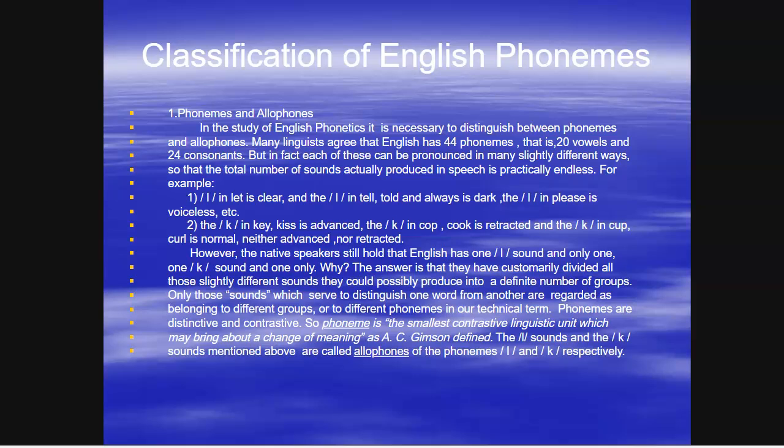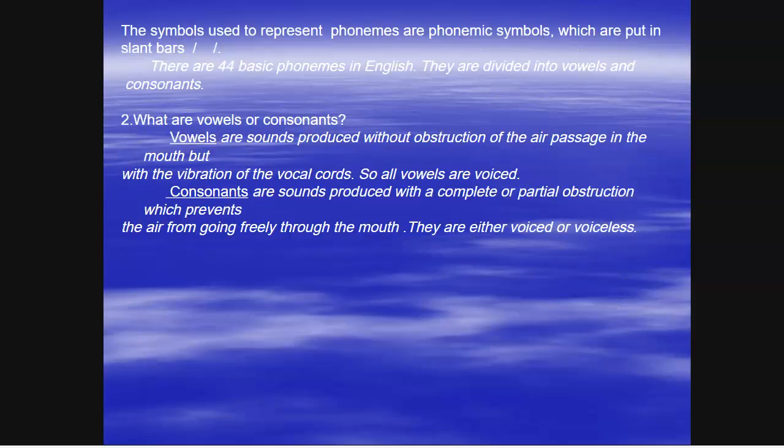So a phoneme is the smallest contrastive linguistic unit which may bring about a change of meaning, as Gimson defined it. The sounds mentioned above are called allophones of the phonemes, respectively. The symbols used to represent phonemes are phonemic symbols, which appear in slant bars.